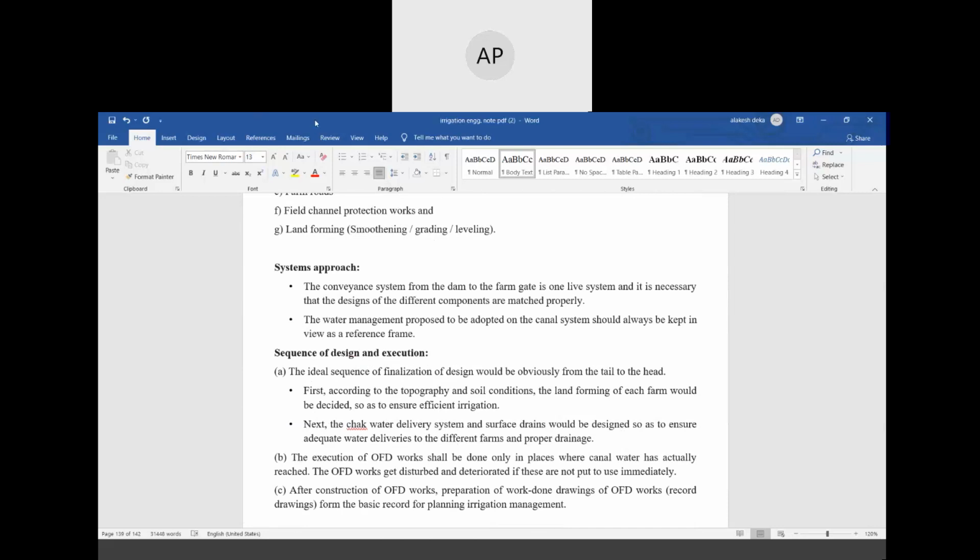So, 33 students. Can you write your enrollment IDs in the chat box?